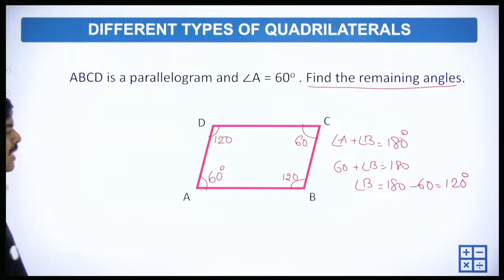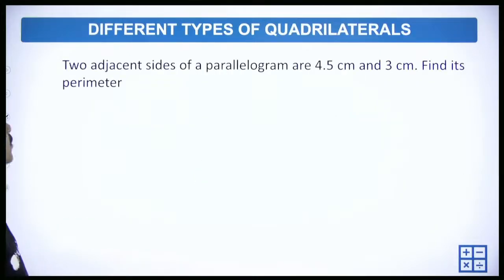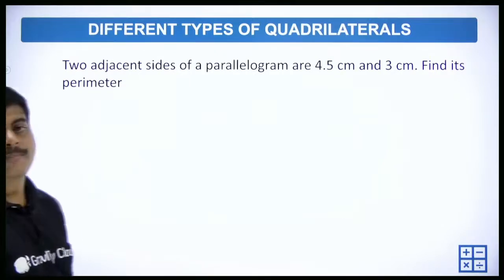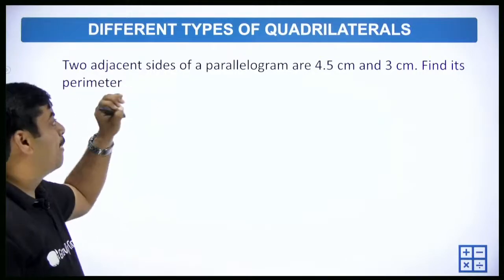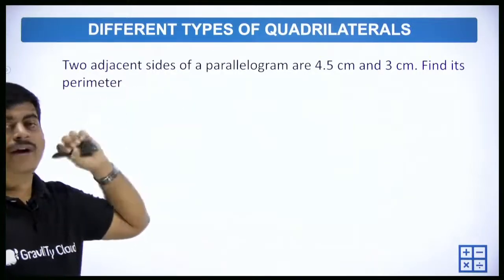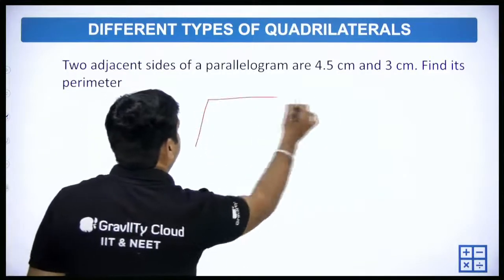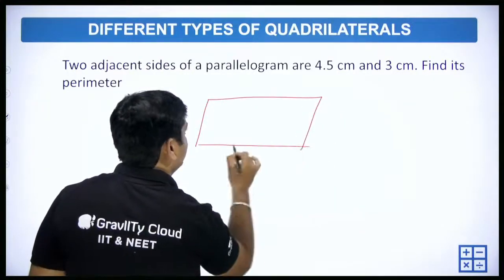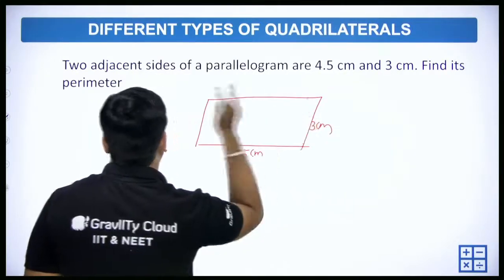Let's go for one more problem on the same concept. Two adjacent sides of a parallelogram are 4.5 centimeters and 3 centimeters. Find its perimeter. One side is 4.5 centimeters, the other is 3 centimeters. Now, the question is to find its perimeter.